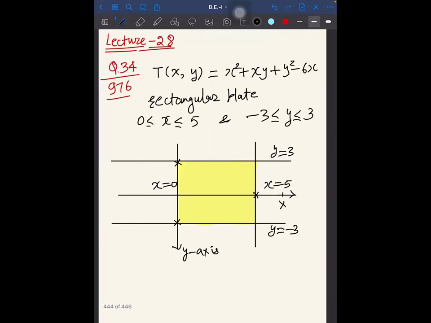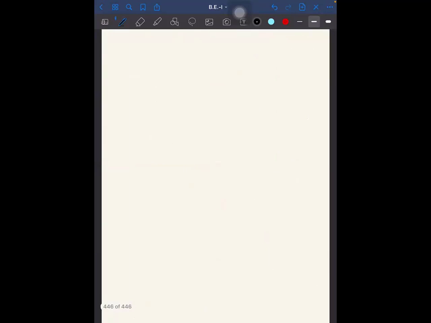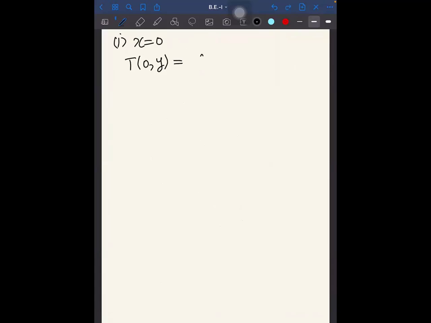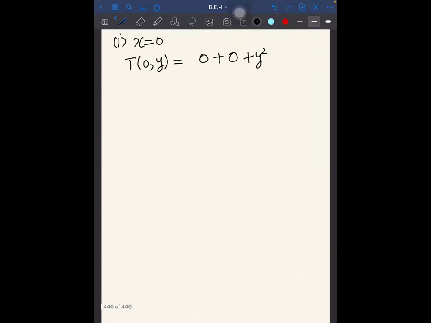So let's try to calculate the things one by one on the boundary. First of all, assume x is equal to 0. So put x = 0. That means T(0, y) is x square, that is 0, plus xy again 0, and then plus y square minus 6x, that is again 0. Therefore T(0, y) is y square.